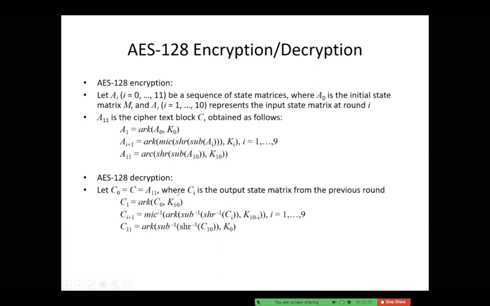Decryption, you also do in a similar fashion, but it's not symmetrical. Okay, so the operations are all inverse, but then it's not the same sequence. So for 9 rounds, it applies the same sequence, but not the same sequence as encryption. For decryption, it repeats 9 times the same sequence of operations, and the last round is different.